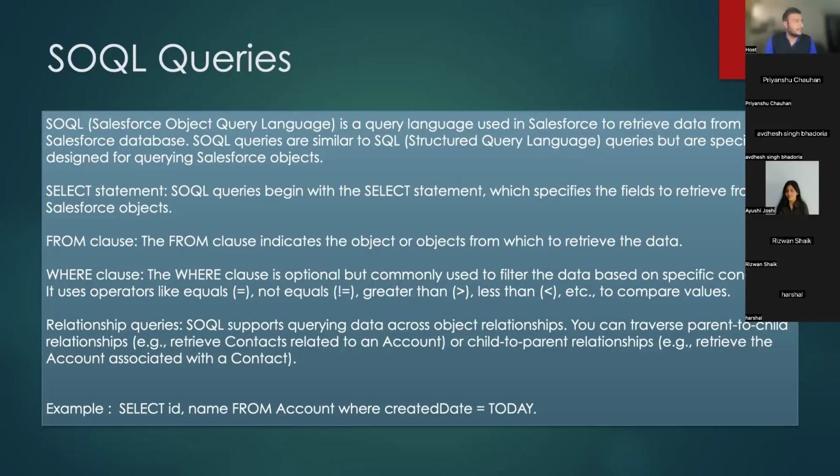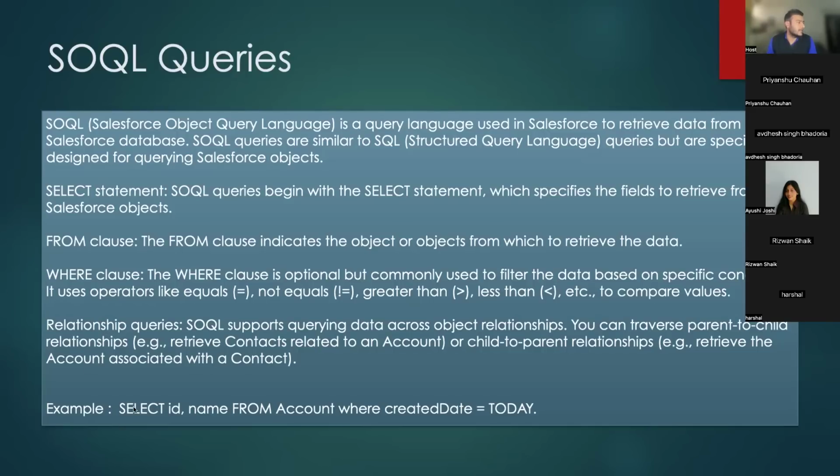There are a couple of definition things, but practically a SOQL query requires two clauses. One is the select clause and the other one is the from clause. The select clause basically tells you what you want to fetch, and the from clause tells you from which table you want to fetch. And there is an additional where clause. If you want to additionally have some conditions, then you can use the where clause.